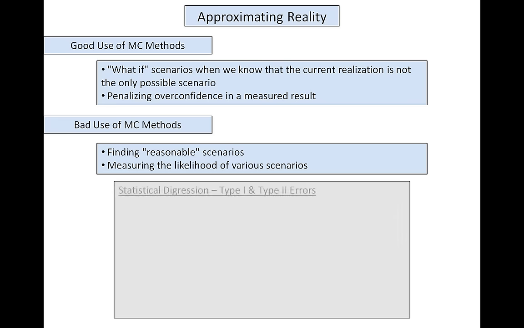Now we're going to have a little digression, or a side note, that actually relates to Monte Carlo methods, and that's type 1 and type 2 errors. And this is actually very interesting. I was just thinking about this.